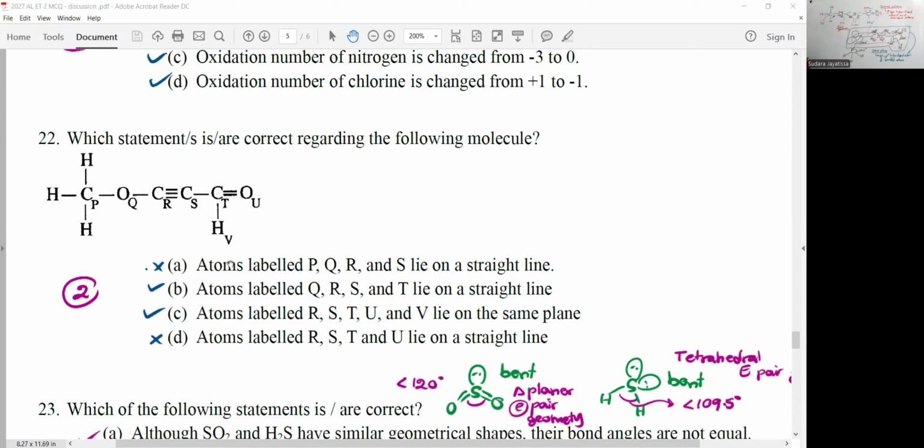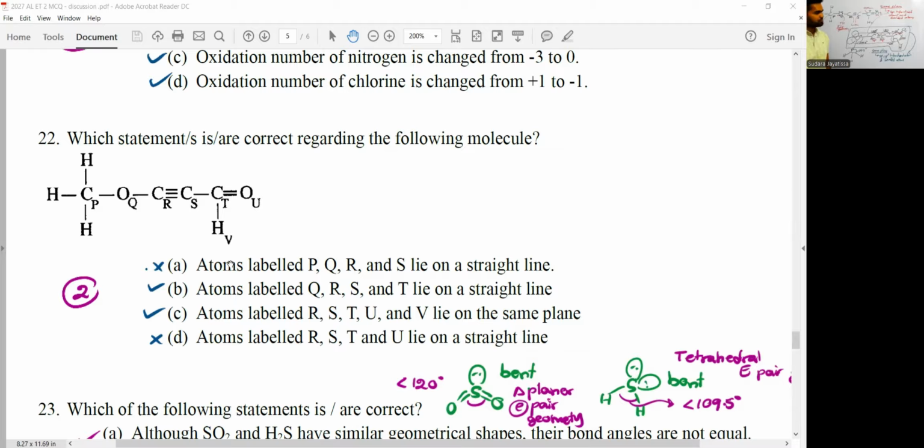Look at the second one. Q, R, S, T in the same straight line. That is correct, because R, S are sp hybridized and T and Q are bonded to that. Third statement: R, S, T, U, V. R, S, T are the three carbon atoms, and U, V are the oxygen and hydrogen. Yes, they are in the same plane. Correct.